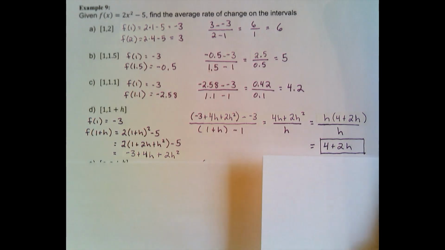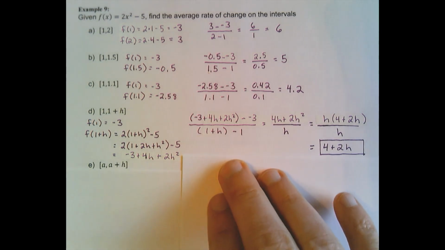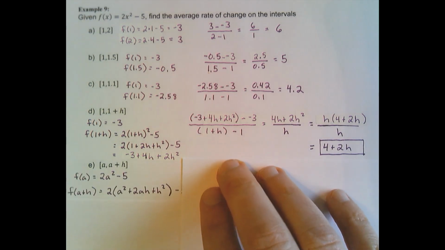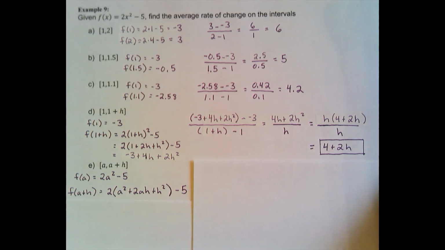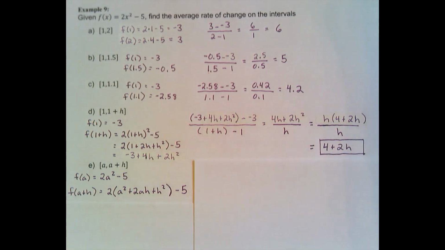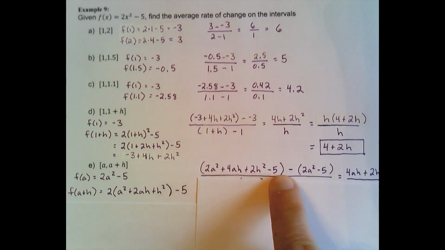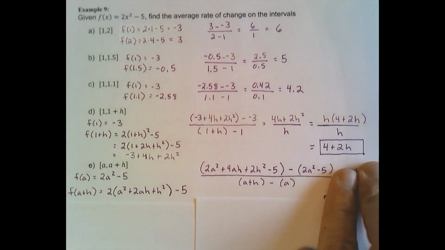And then part E, same process, but now instead of starting at 1, we're starting at an arbitrary value of a. We evaluate our f of a and f of a plus h. Distribute the 2 in when we're setting up our f of a plus h, or our f of b, minus f of a over b minus a. And then cancel the things that cancel.